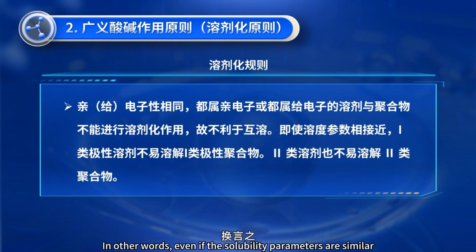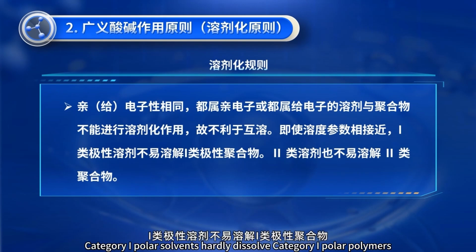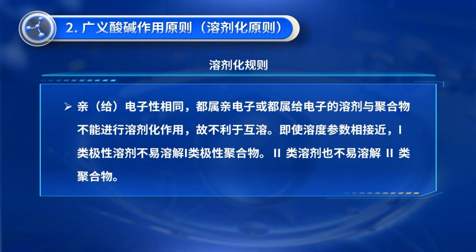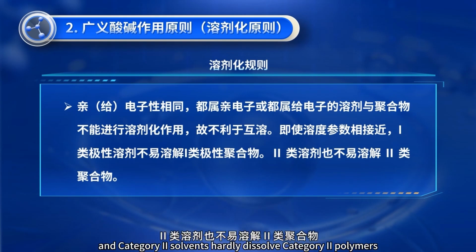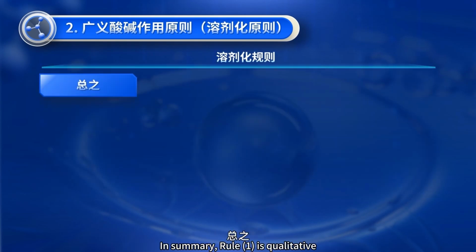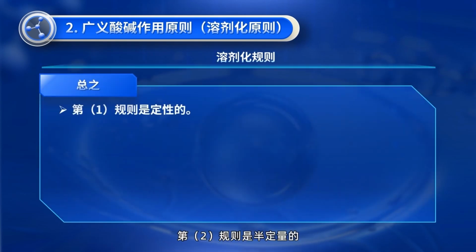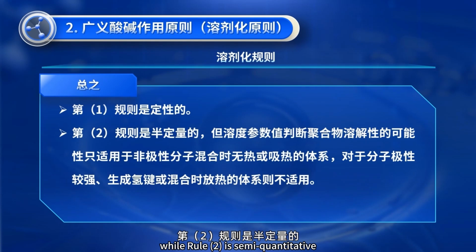In other words, even if the solubility parameters are similar, Category 1 polar solvents hardly dissolve Category 1 polar polymers, and Category 2 solvents hardly dissolve Category 2 polymers. In summary, Rule 1 is qualitative, while Rule 2 is semi-quantitative.